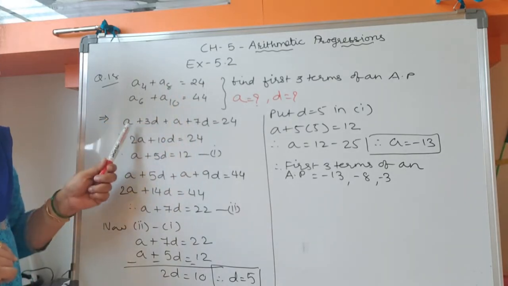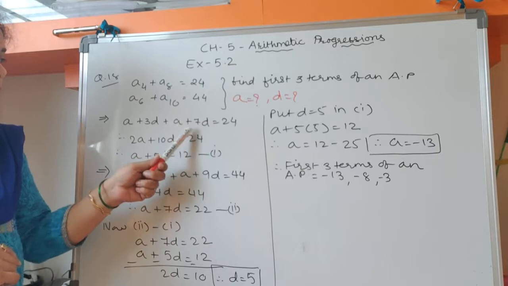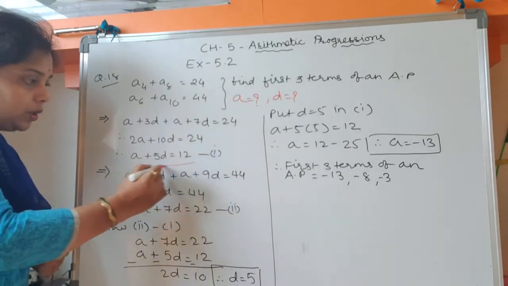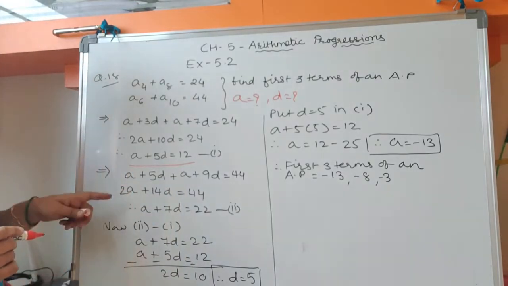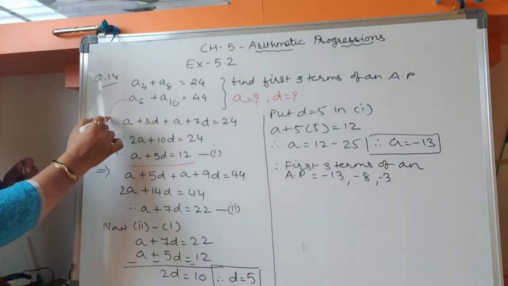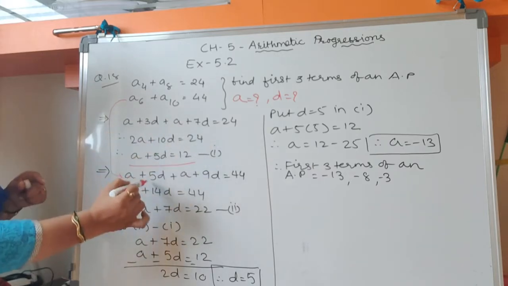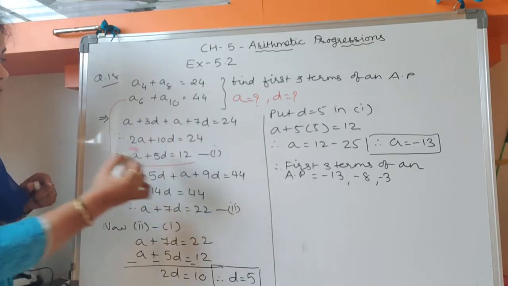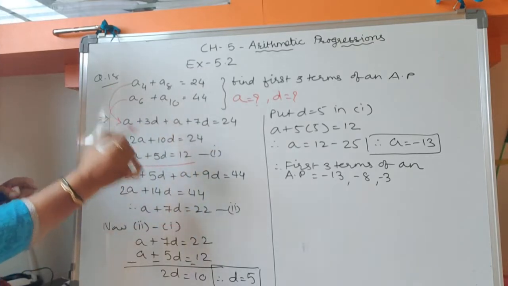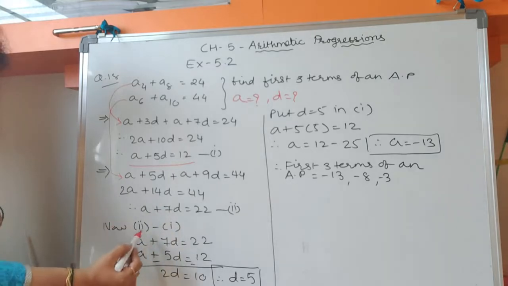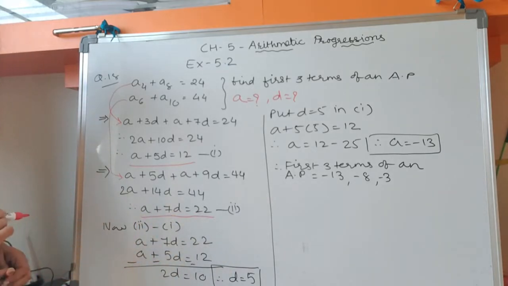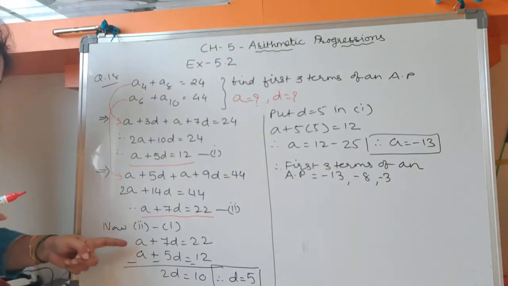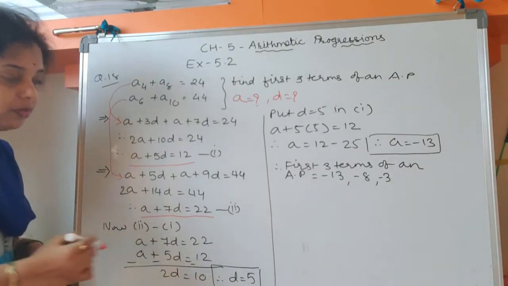As A4 is A plus 3D, A8 is A plus 7D, and the sum is equal to 24. So finally I got one equation, A plus 5D is equal to 12. Again, using A6 plus A10, A6 means A plus 5D and A10 means A plus 9D, and the sum is equal to 44. Again finally I got A plus 7D. To get the values, again I will use the elimination method. So I will get D is equal to 5.